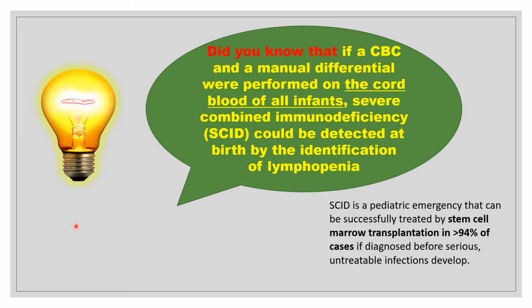Did you know that if CBC and manual differential were performed on the cord blood of all infants, severe combined immune deficiency could be detected at birth by identification of lymphopenia? This condition is a pediatric emergency that can be successfully treated by stem cell marrow transplantation in more than 94% of cases if diagnosed before serious untreatable infections develop.